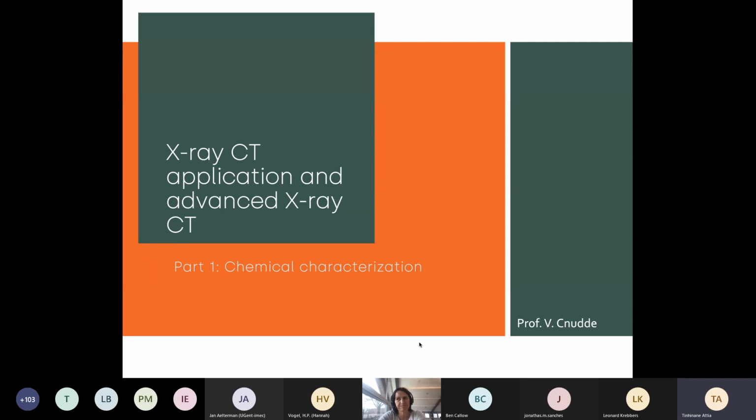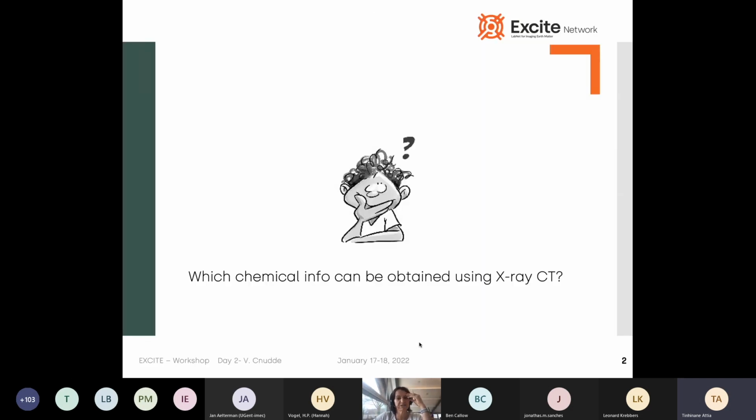Related to the question that was asked related to chemical characterization, this is of course an important aspect, because when working with geological materials, we do not only want to see structures, but also have chemical information. And for sure, those who are familiar with electron microscopy, this is the logical thing. But okay, the question is, what information can we obtain using X-ray CT?